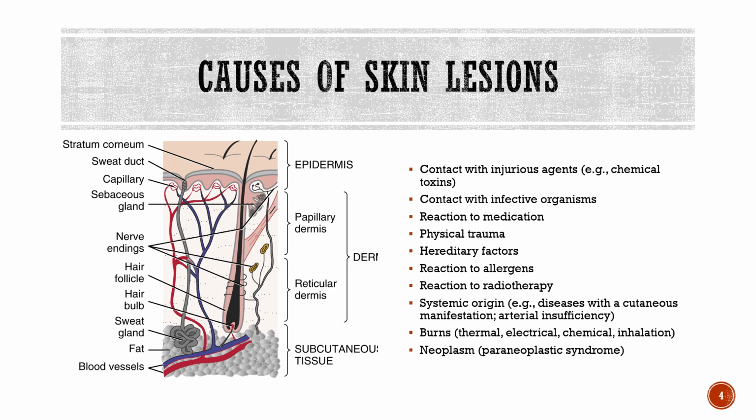Causes include contact with harmful agents such as chemicals or toxins, infective organisms, medication reactions, physical trauma, hereditary factors, allergic reactions, radiotherapy, systemic disease, burns, and neoplasms. Secondary lesions develop when primary lesions change. Causes include scratching, rubbing, medication, disease progression, and healing processes.